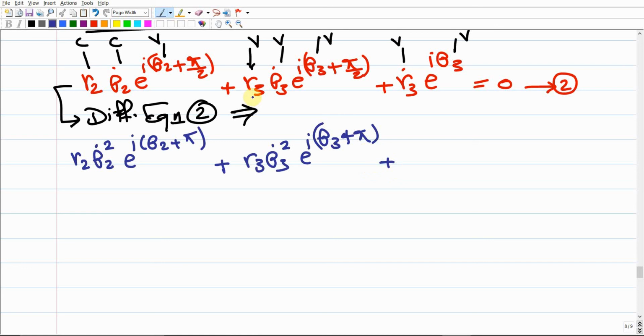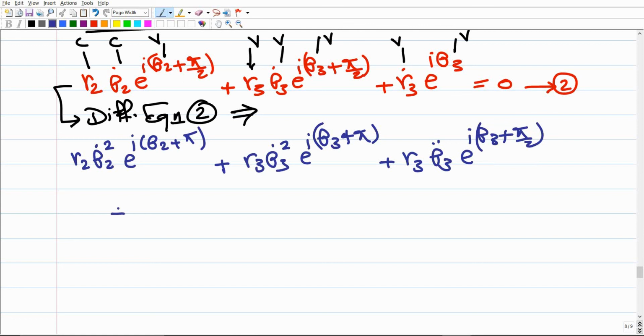And then we are going to fix the R3 and the exponential term. So we're going to have R3. Then we are going to differentiate this one with respect to the time. The derivative of theta 3 dot gives theta 3 double dot and e^(i(theta 3 plus pi over 2)).